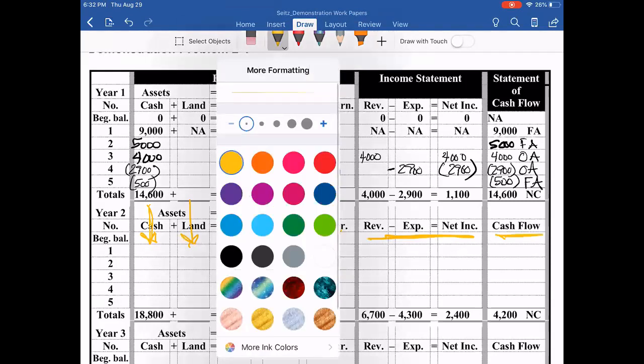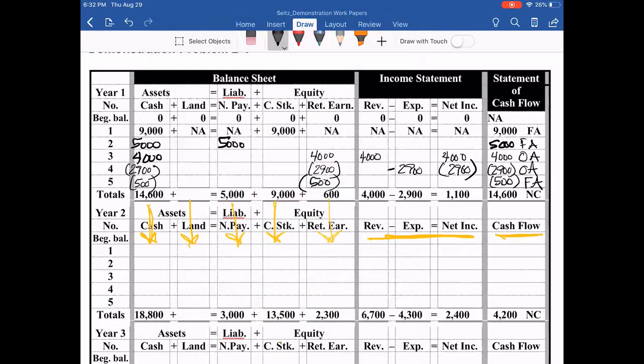So our beginning balances would fall through, like I said, and we'll go ahead and get started on year 2 transactions. The company issued additional common stock for $4,500. So I'm going to increase my cash by $4,500.